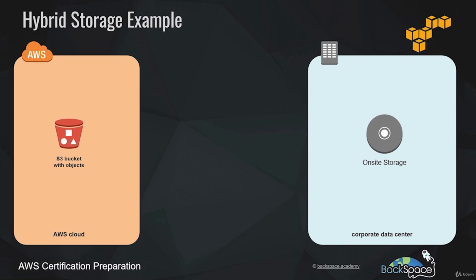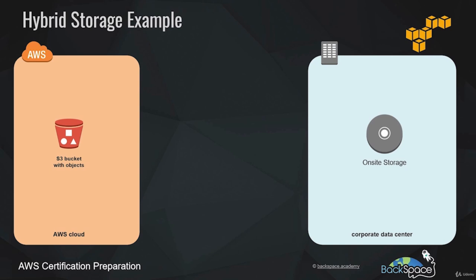So the first problem that we're going to encounter is that this corporate data center will have petabytes of data. And to transfer that over via the internet to the AWS cloud is not going to be practical.